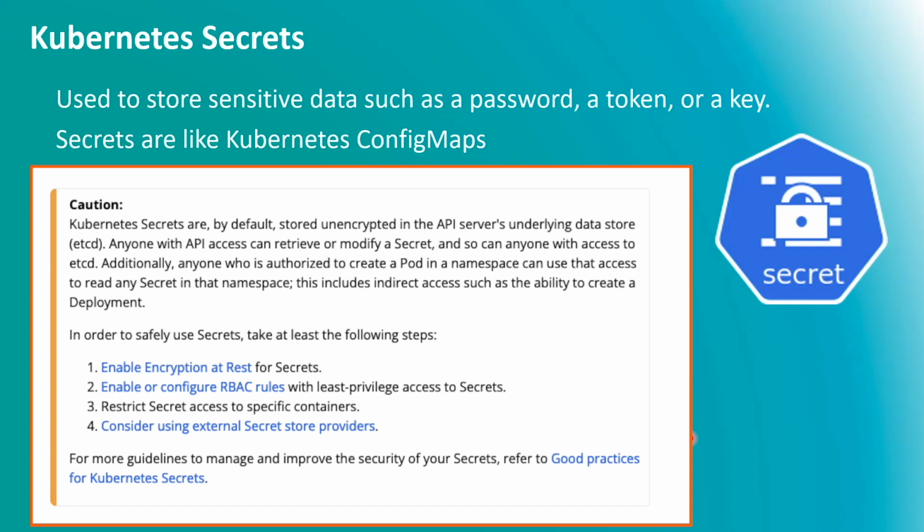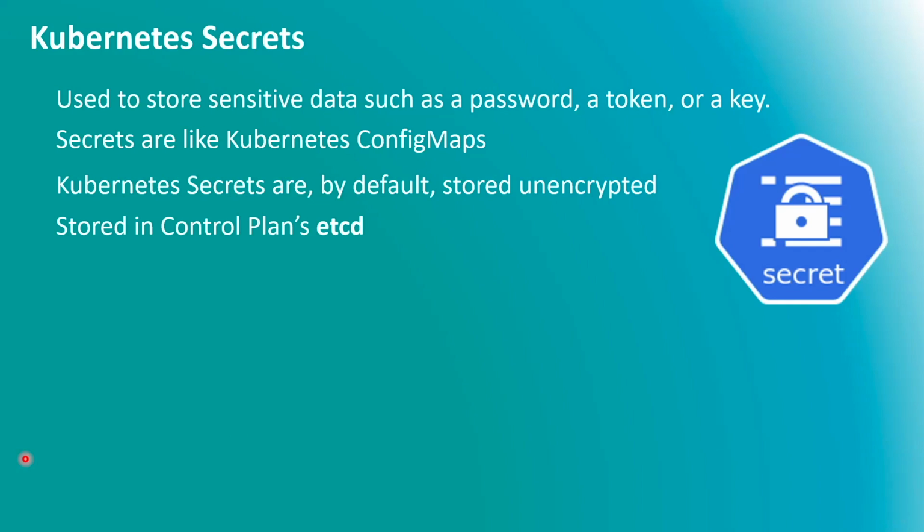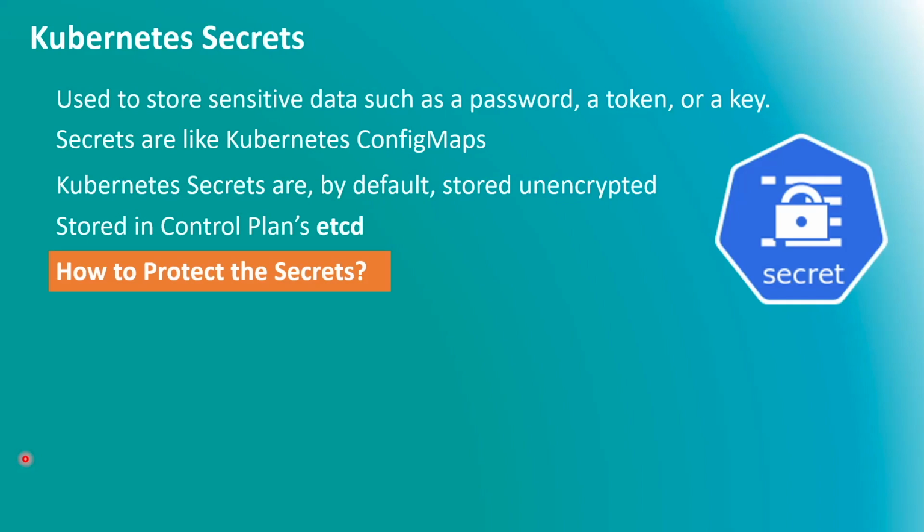very important. Kubernetes Secrets are by default stored unencrypted in the control plane, that is, in the etcd of the API server. That means Kubernetes Secrets are by default stored unencrypted in the API server's underlying data store, or etcd. Anyone with API access or with access to etcd can retrieve or modify a secret. Additionally, anyone who is authorized to create a pod in a namespace can use that access to read any secret in the namespace. Then the question is, how do we protect these secrets?